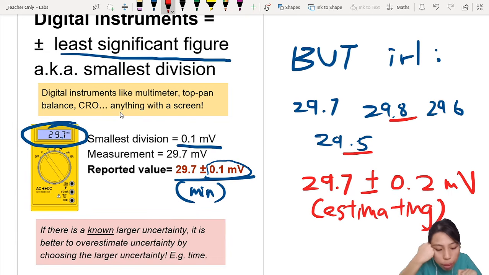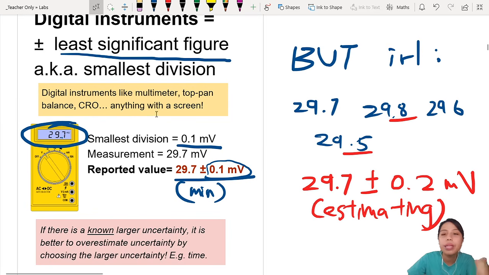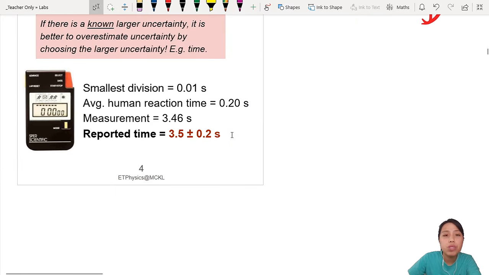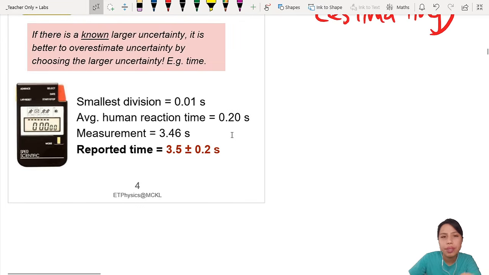So you look, wow, my voltmeter jumps up and down. Okay, I choose a bigger uncertainty. That's fair. You can overestimate, do not underestimate. Now, the special one that CIE is more picky about is time.